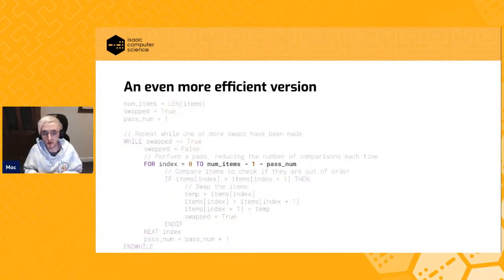So you'll see we're not going to num items -2 anymore. We're going to say -1 and then take away that pass number. So each time we do a pass, the number of comparisons will be reduced.